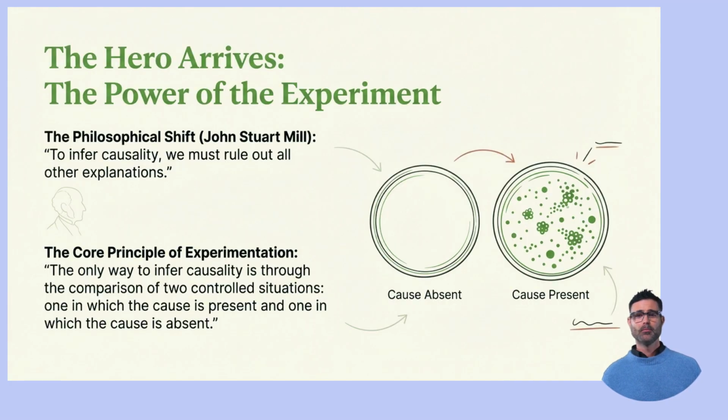The power of the experiment is the philosophical shift. To infer causality, we must rule out alternative explanations. The core principle is to compare two controlled situations, one where the cause is present and one where it is absent, so that any systematic difference in outcomes is credibly attributed to the manipulated cause rather than to background noise or hidden factors. Observation, experiment, causality.